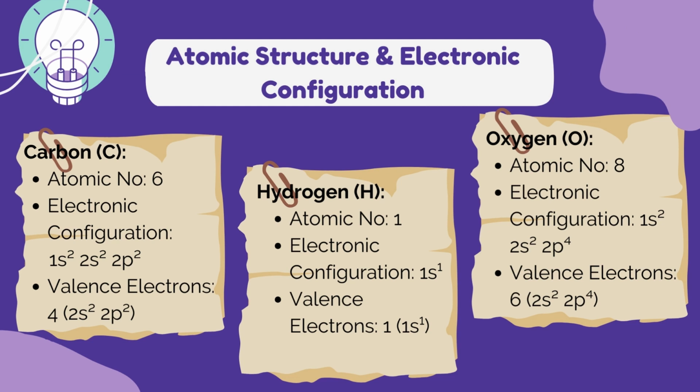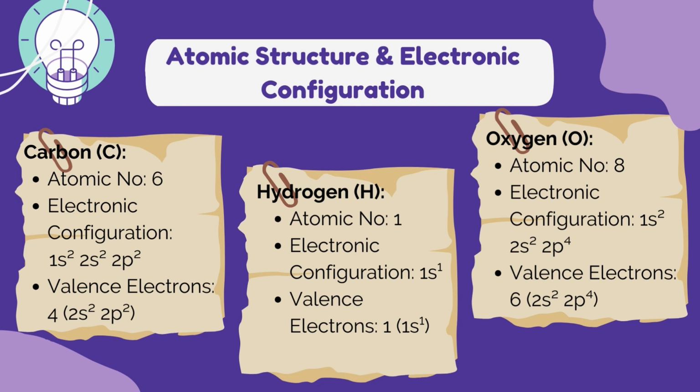For carbon, it has atomic number 6 and electronic configuration 1s2, 2s2 and 2p2. So from the electronic configuration, we can identify the valence electrons by looking at the outermost shell, which is the second shell. So the valence electrons are in the 2s and 2p sublevels. Therefore, carbon has 4 valence electrons, which is 2 from 2s2 and 2 from 2p2.